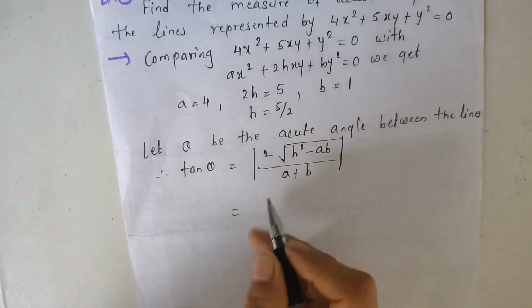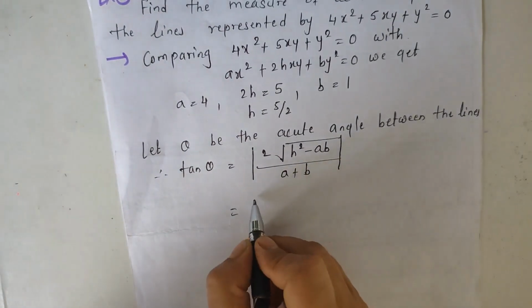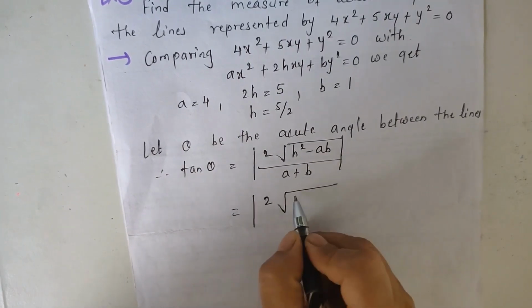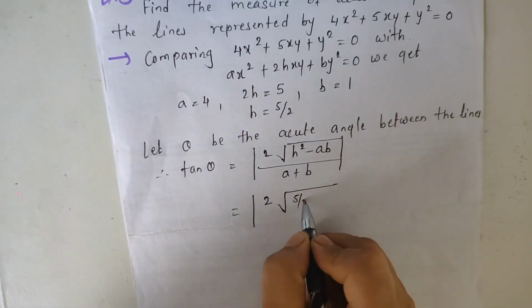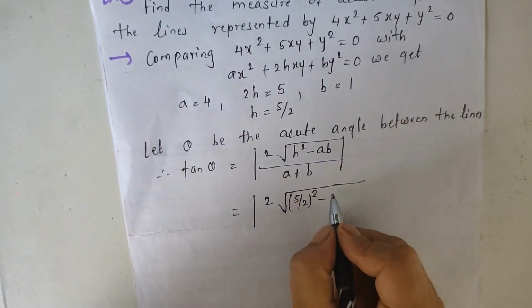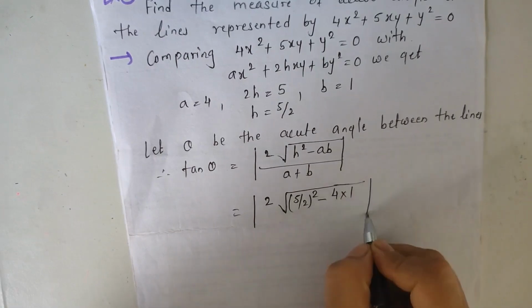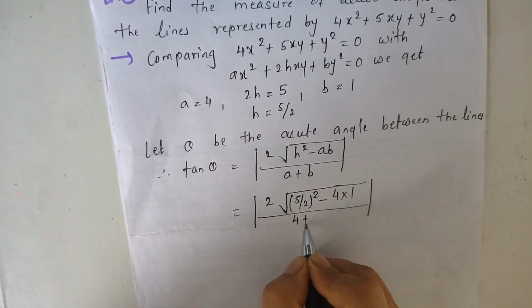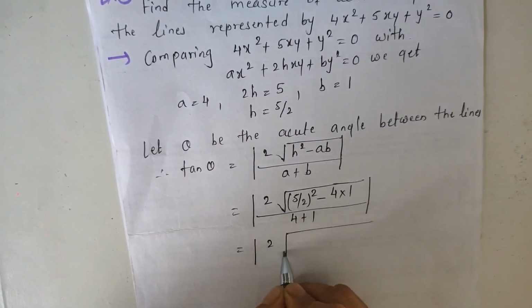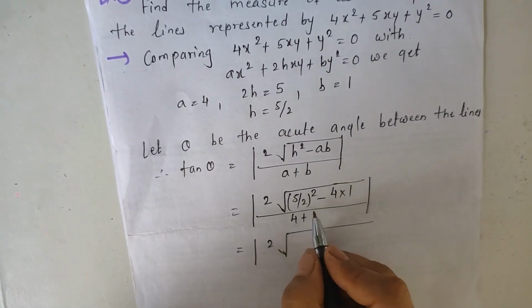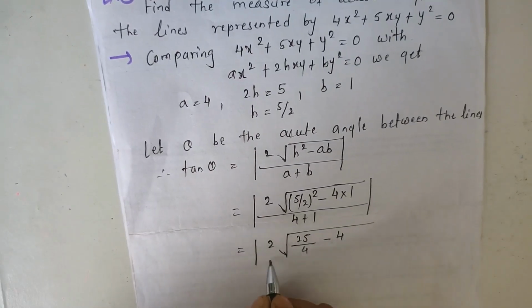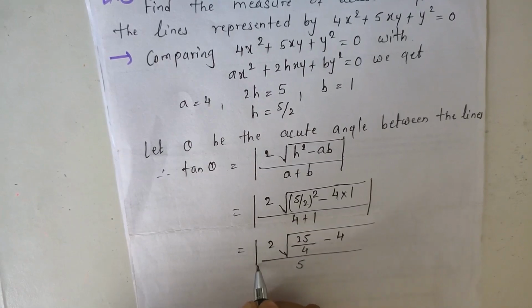Now substituting the values of h, a and b in this formula, we get 2 into, h is 5 by 2 square minus a into b, a is 4 and b is 1, so 4 into 1, upon a plus b, that is 4 plus 1, is equal to mod of 2 into under root of 5 by 2 square, that is 25 by 4, minus 4, upon 4 plus 1, 5.